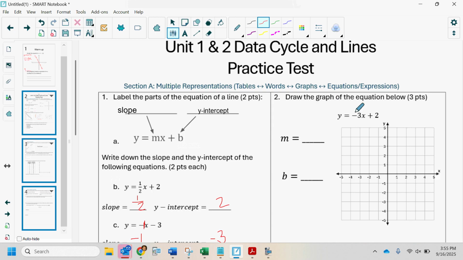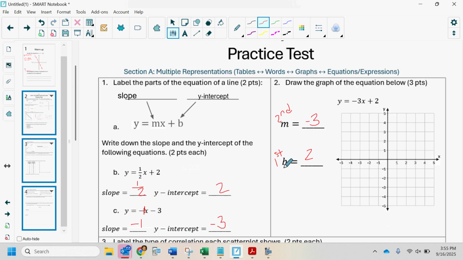Now we're going to draw a line based off of this equation. So we have y equals -3x plus 2. So just what we did over here, our m here is -3. Our b is a +2. We use b first, and the slope second. So we're going to start with our b, which is our y-intercept. So we're going to go to our y. We're going to make a dot on the y at 2.